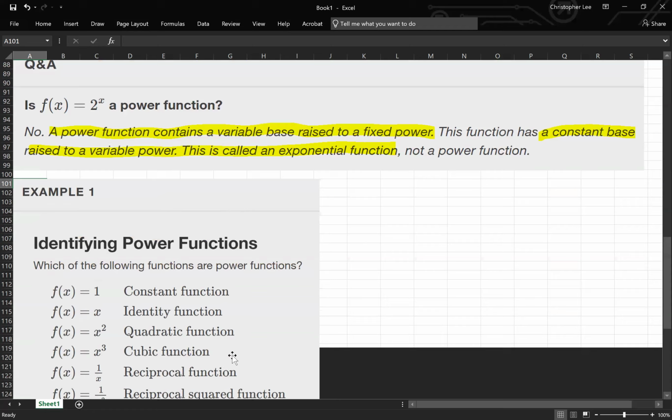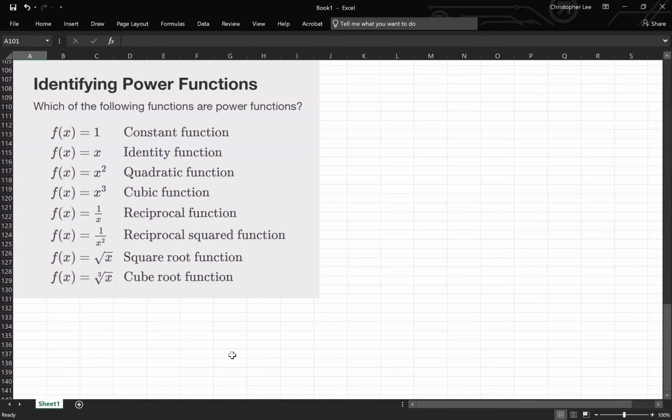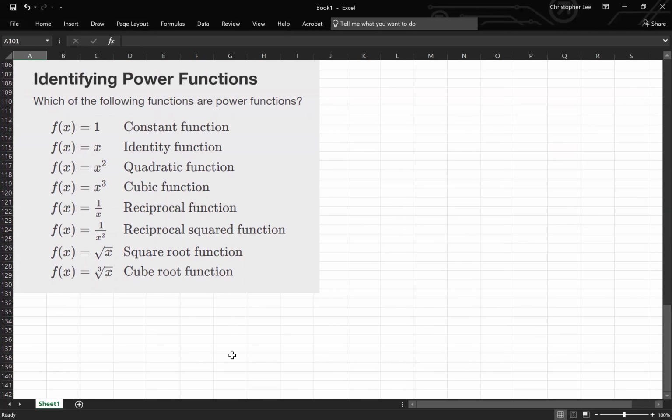So let me ask y'all this question right here, right? This example, identifying power functions, right? Which one of the following functions here are power functions? So we got f of x is equal to 1, which is a constant function. We got f of x is equal to x, which is an identity function. We got f of x is equal to x squared, which is a quadratic function. We got f of x is equal to x cubed, which is a cubic function. Sorry about that.